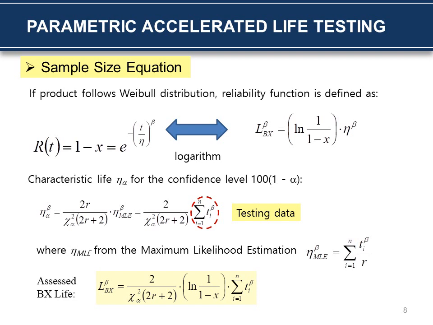I will explain how to derive the sample size equation. If the product follows the Weibull distribution, the function can be defined by the shape parameter and characteristic life. If you take the logarithm, we can obtain the Bx life equation. Here, we don't know the characteristic life. As you can see in the slide, the characteristic life can be estimated from testing data. Finally, the assessed BX life can be defined with the chi-square distribution, cumulative distribution function, and testing data.